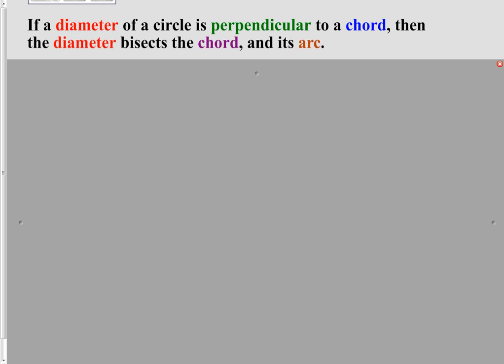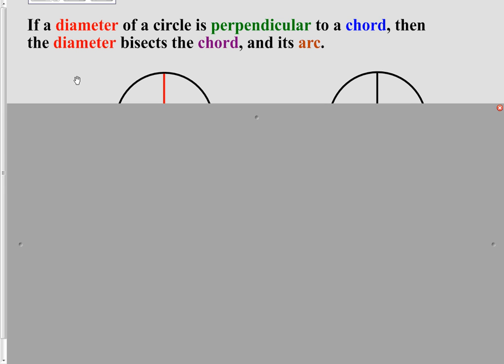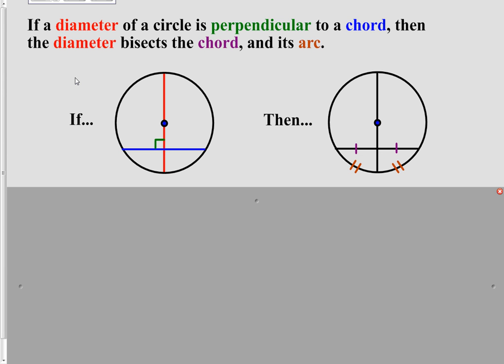First rule says if a diameter of a circle is perpendicular to a chord, then the diameter bisects the chord and its arc. Now in a diagram, it would look something like this. You can see on the left side a diameter, that's the red guy coming straight down north to south through the circle, passing through the center point. If that diameter is perpendicular to a chord, the blue guy coming left to right, he's the chord there, and it is marked as having a right angle between the two. So there's your hypothesis.